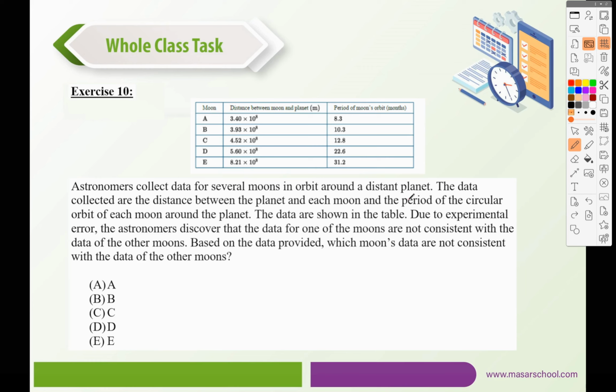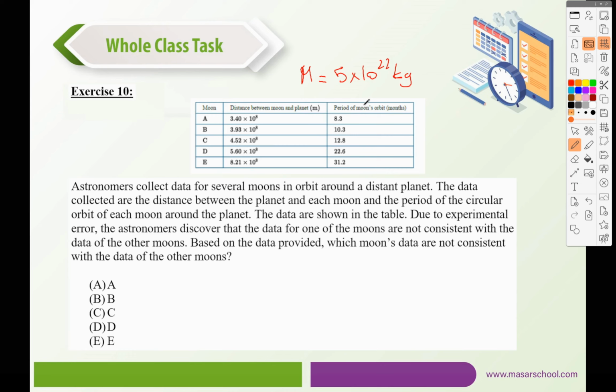Now exercise 10. This exercise is related to a previous one that we have solved, and we have found that the central mass is given by 5 times 10 to the power 22 kg. So we need this number that we have determined previously. Astronomers collect data for several moons in orbit around a distant planet. The data collected are the distance between the planet and each moon and the period of the circular orbit of each moon around the planet. The data are shown in the table. Due to experimental error, the astronomers discovered that the data for one of the moons are not consistent with the data for the other moons. Based on the data provided, which moon's data are not consistent with the data of the other moons?